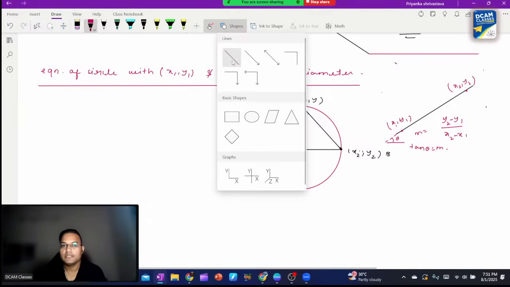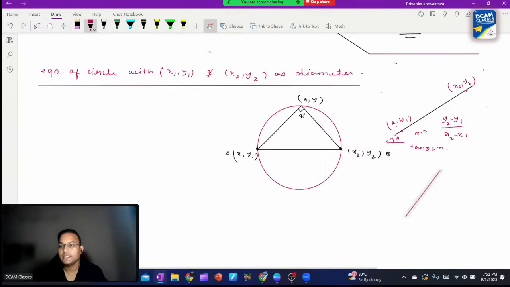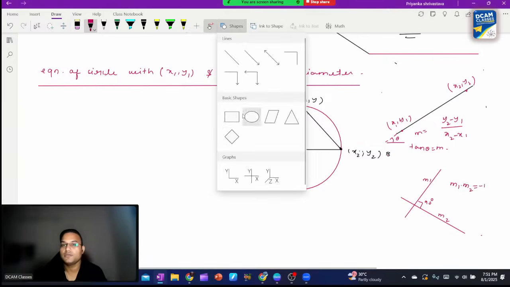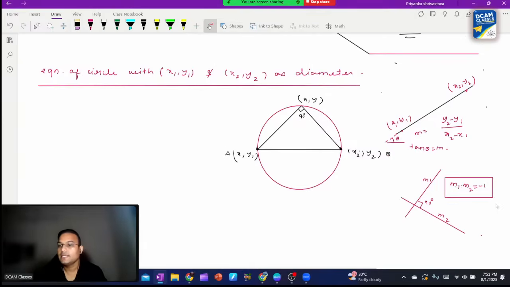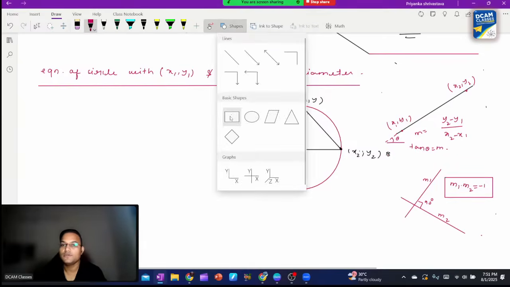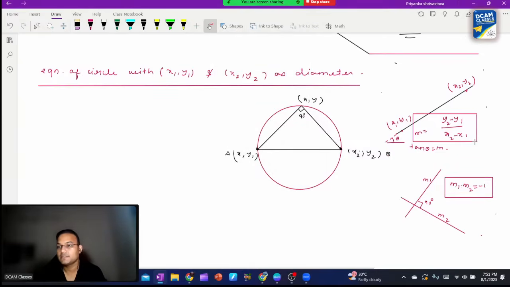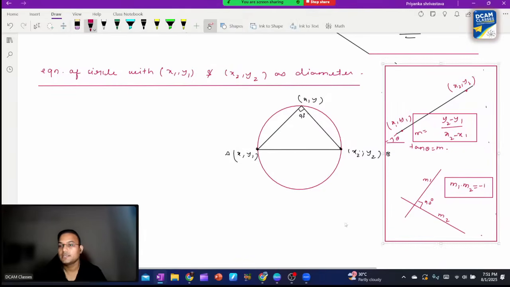One more thing you will learn in straight lines: whenever two lines are perpendicular, with the slope of one line m1 and the second line m2, the product of their slopes is equal to -1. This is the second concept you need to know. If you watch the straight line video, you will understand why m1 m2 is equal to -1. These two concepts only you need to know. Okay, you got it, Diva?